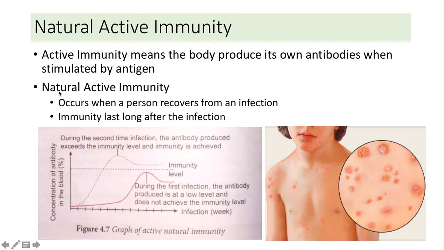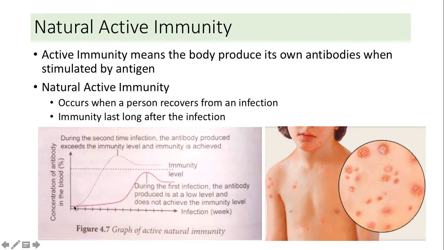You got it from someone else, or if you got the virus through an infected person. Okay, you got it from someone else. But active immunity means your body will work hard to produce its own antibody to kill the virus.